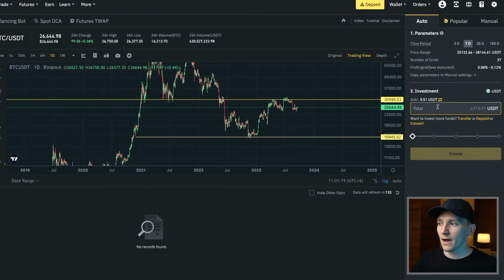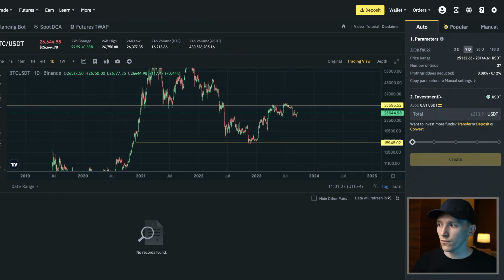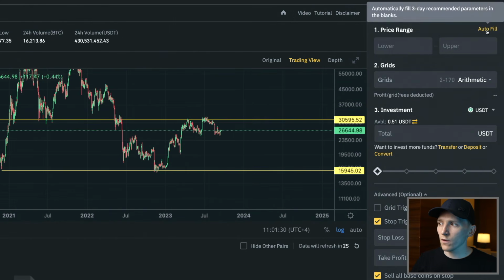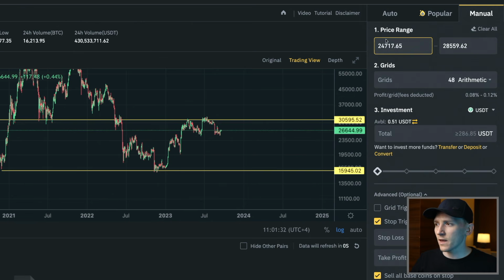Now you can just choose the amount that you want to invest in the bot, and it's going to spread that money over the bot and make sure that it trades for you. So you can do that with auto. We're going to go to manual though, just to see this. So again, we can clear all, we can auto fill just to give us an idea. So again, this is a fairly small range, so it thinks we're trading short term, but you can have these bots open for as long as you want.